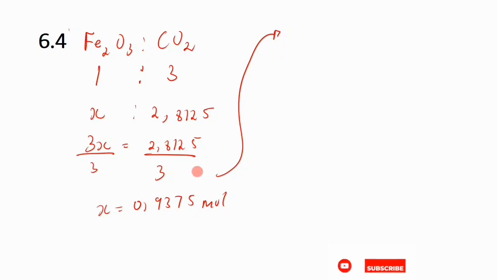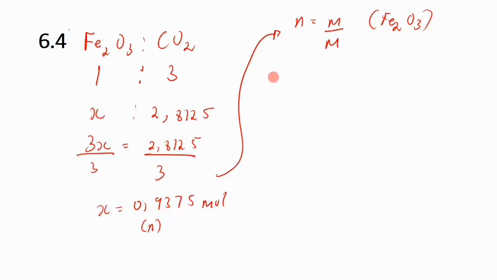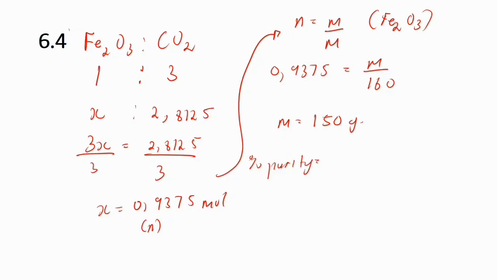We can now calculate the mass. Remember, this is the number of moles. So if we have the number of moles, we can calculate the mass of what? Of the iron ore. So here we are trying to calculate the mass of the iron ore. So the number of moles, we substitute 0.9375, and then it's equal to the mass over the molar mass. The molar mass of the whole iron ore is 160 grams per mole, and then cross multiply here, the mass will be 150 gram, right?